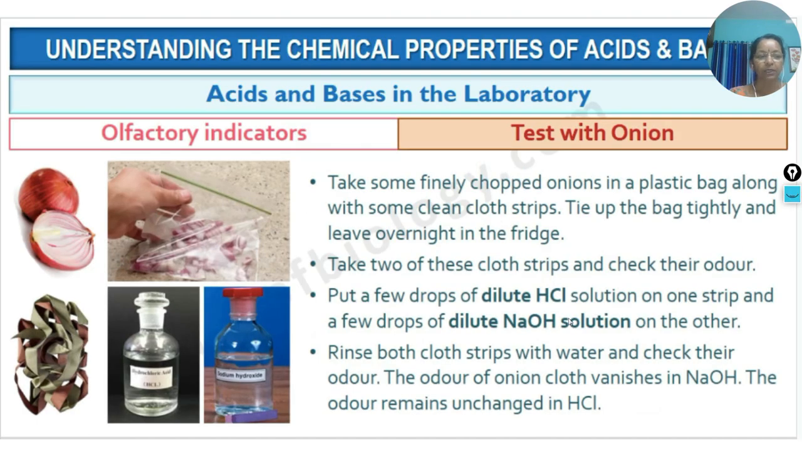Here they are talking about finely chopped onions being brought into contact with acid and base. When you apply base, you can see that the smell of the onion disappears, but with acid no change occurs. That means base removes the smell of onion, whereas acid cannot.